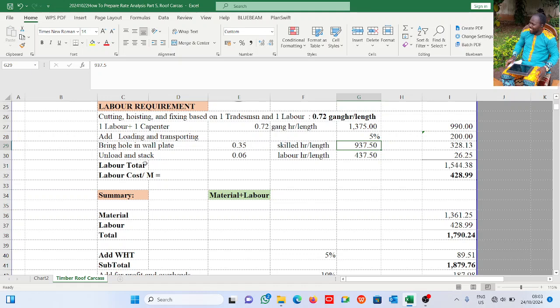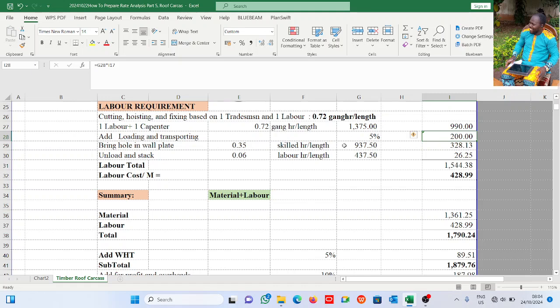The same thing, you have to load, unload, and stack the materials purchased. So this is unloading and stacking, 0.06 labor hour per length. If I multiply by this, it is this, and multiply by this, it is this also. So total labor is this. Of course, remember, this is one gang: one skilled labor and one unskilled. This is transport, loading and transport.